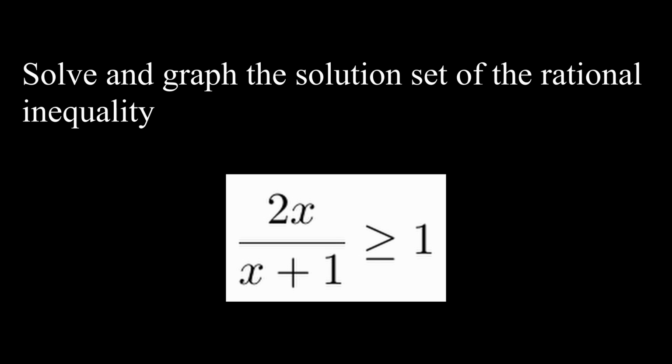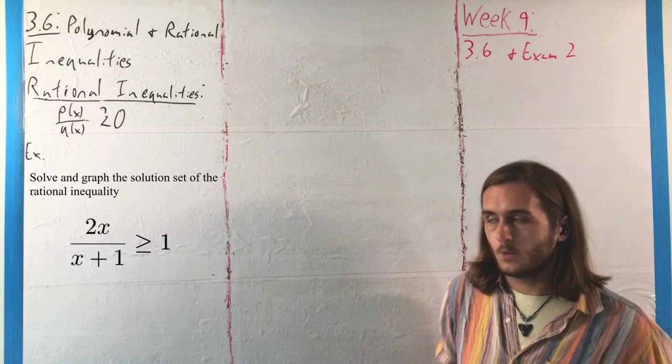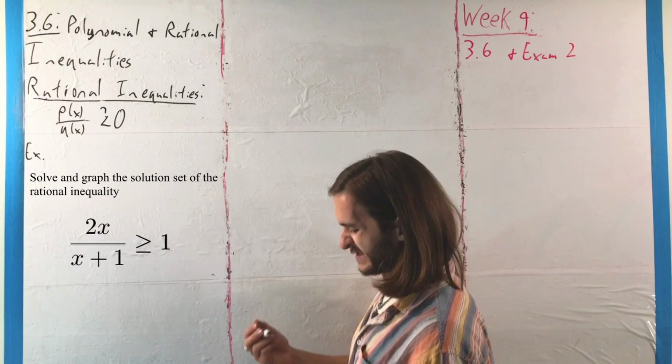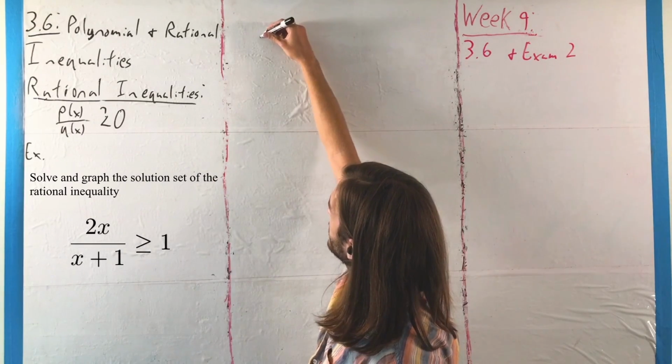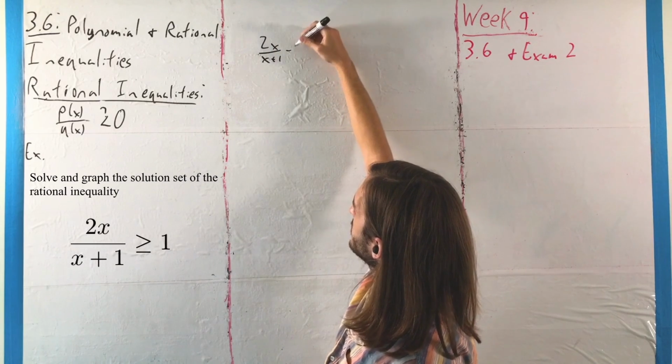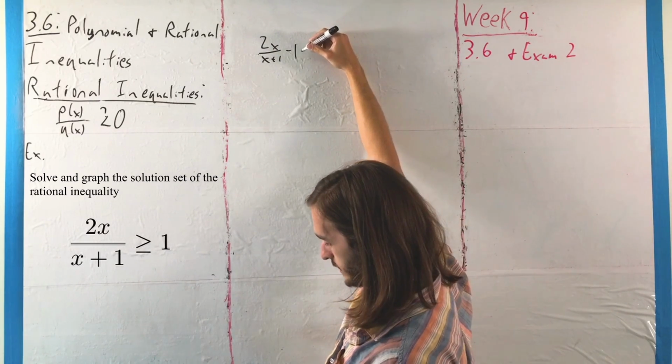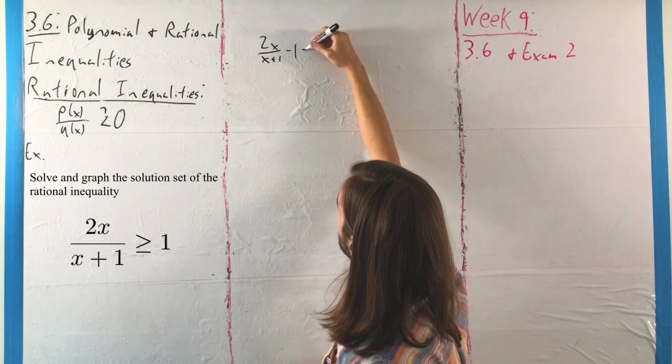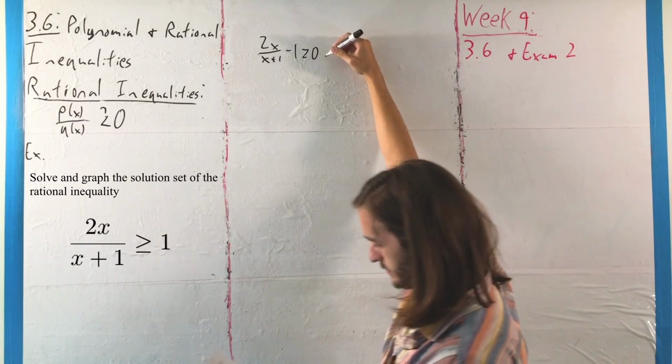For this, we want to solve and graph the solution set of the rational inequality 2x over x plus 1 is at least 1. Here, we can start this by rearranging slightly. We will take the 2x over x plus 1 and pull over the negative 1 to get that 2x over x plus 1 minus 1 is at least 0.